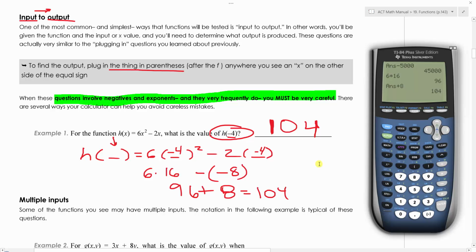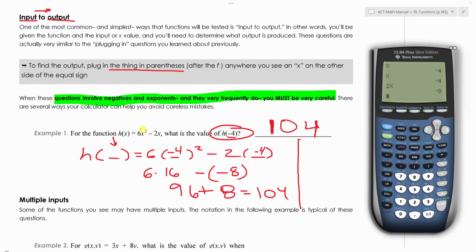Now, there is one other way to do this, and we had actually talked about this in an earlier video, I believe possibly the Vita video. We could actually store -4. So I'm hitting -4 and then the store button, which brings up this little arrow on the screen. I'm hitting the store button, and then I'm going to hit X and hit enter. Now what I have done is I have stored the -4 in this X button. So anytime I hit X now and hit enter, it's going to be -4. So if I were to do 2X, the calculator will do 2 times -4 and give me -8.